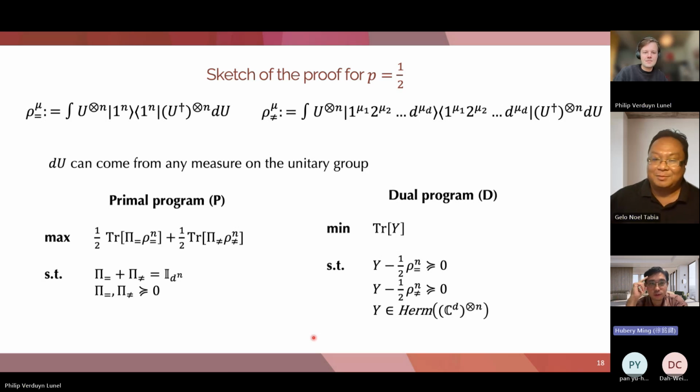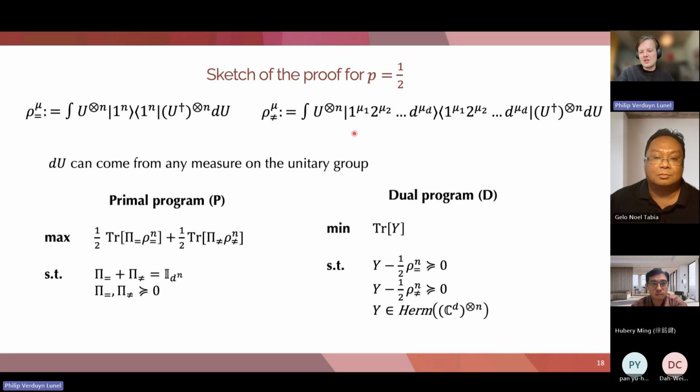Sorry, I have a quick question. In your SDP program, do you need to specify the partition mu? Is it for an arbitrary partition or just for a specific given partition? The SDP assumes a specific partition, but then you can write this SDP for all the possible partitions. And then you see that for all possible partitions, the permutation test is best.